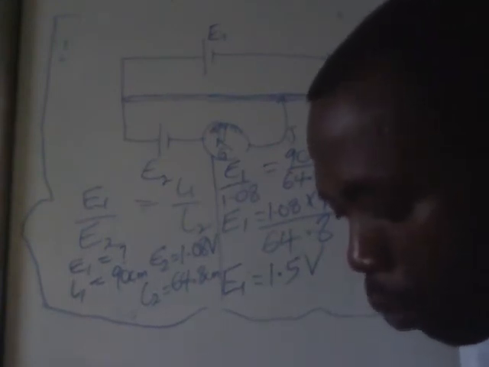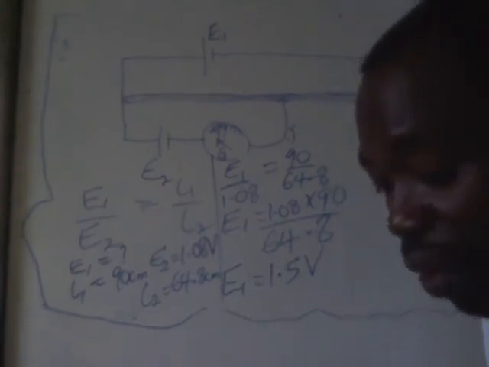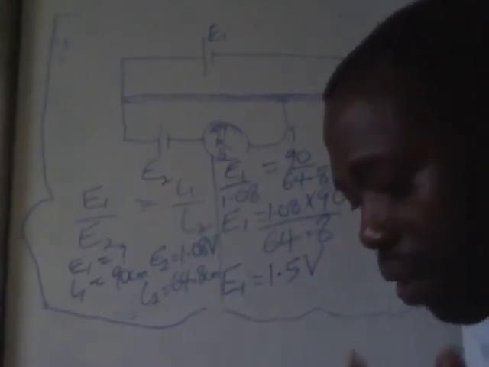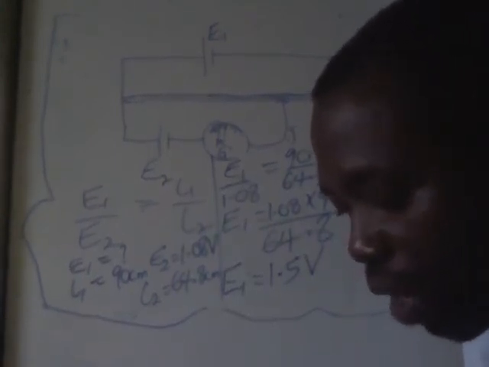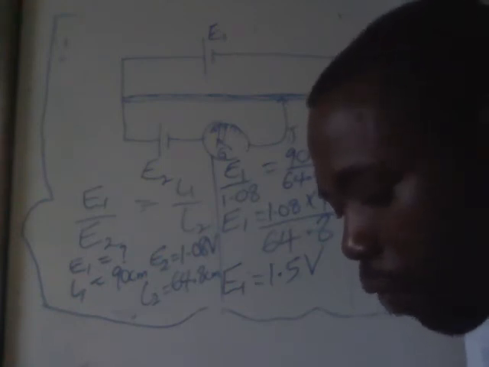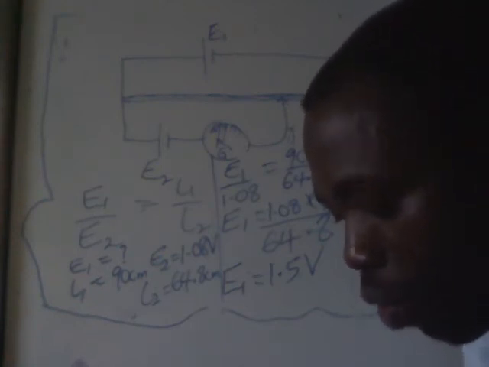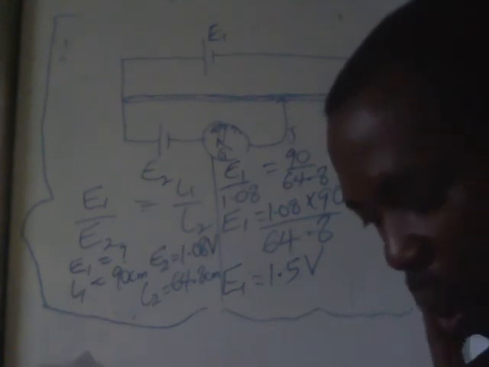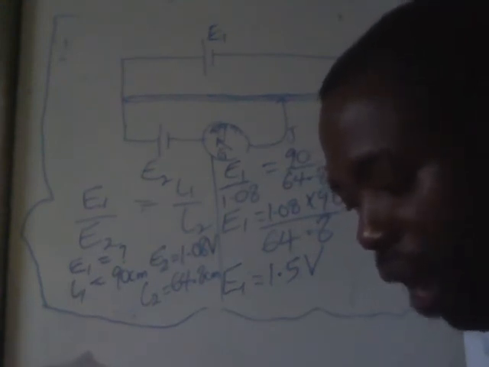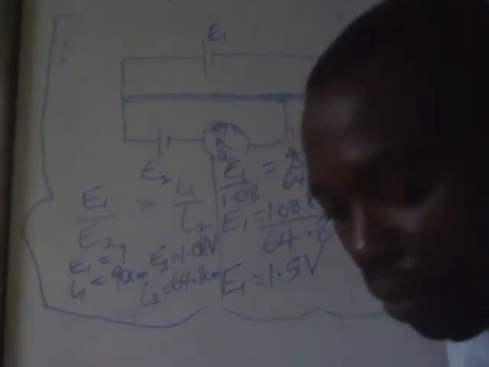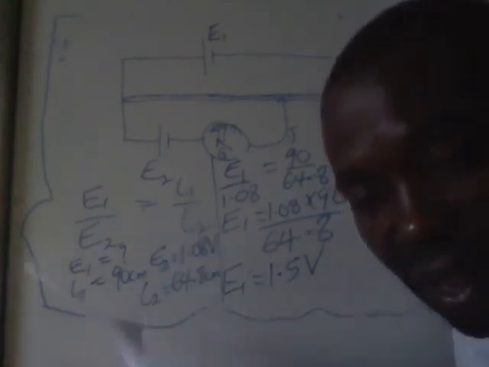Option A, 2.58 volts. Option B, 1.50 volts. That's our answer, Option B. Let us read all of them. Option C is 0.78 volts. Option D is 0.42 volts. Option E is 0.35 volts. So option B, 1.50 volts, is the correct answer for number 35. Don't forget, physics NECO 2021.